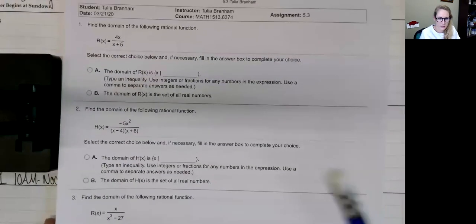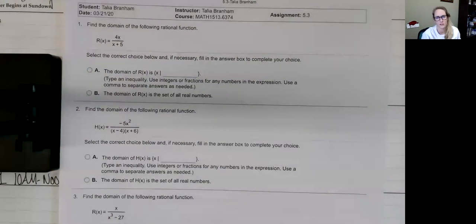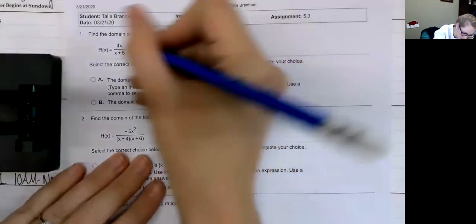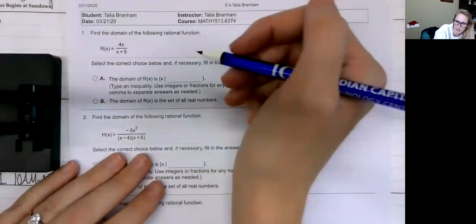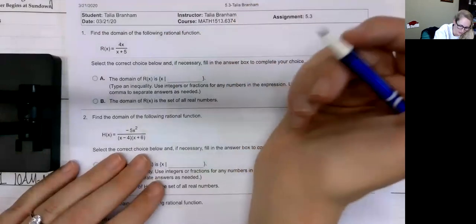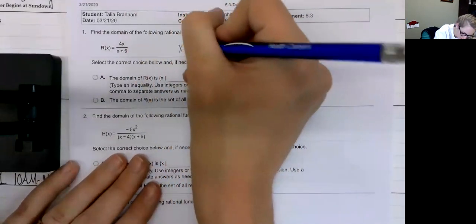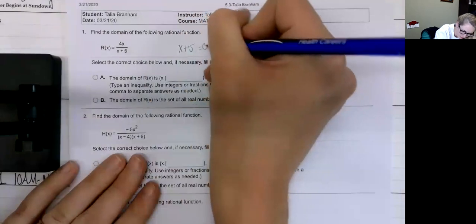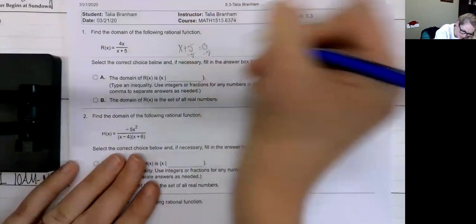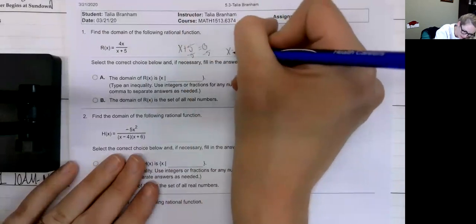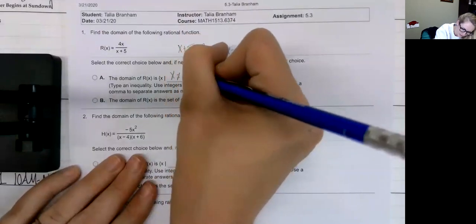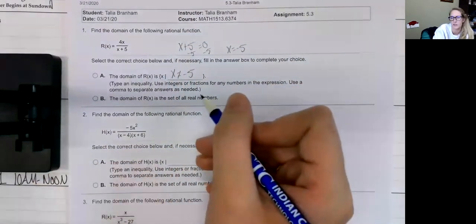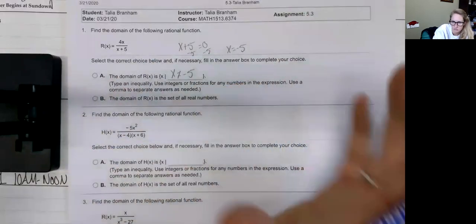So when we start off with this lesson, find the domain of the rational function. Remember that our domain is all real numbers except when it's undefined, if there's a square root, and so on. So right here we have x plus 5 equals 0. We want to find out what's going to make this be 0. So we'd have x equals -5. And so our domain is x cannot equal -5 because at -5 this would be undefined.